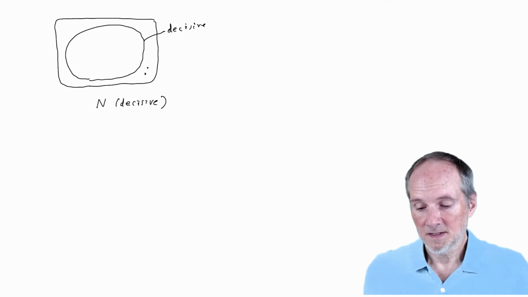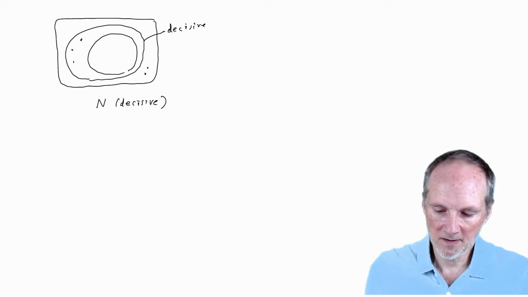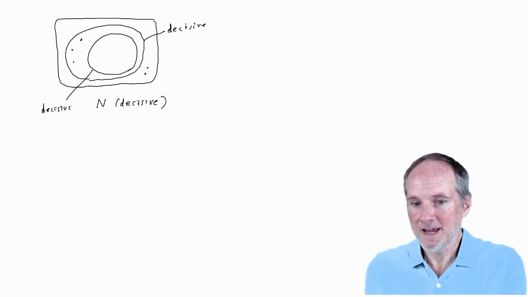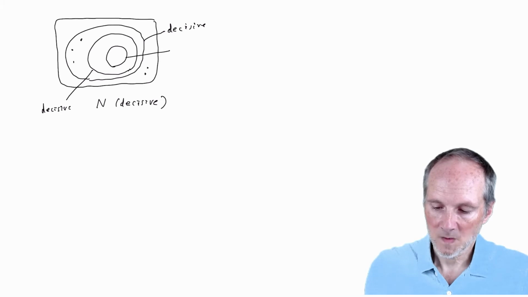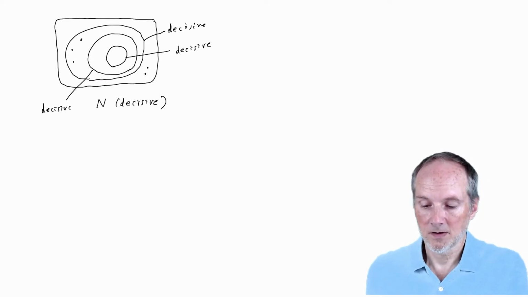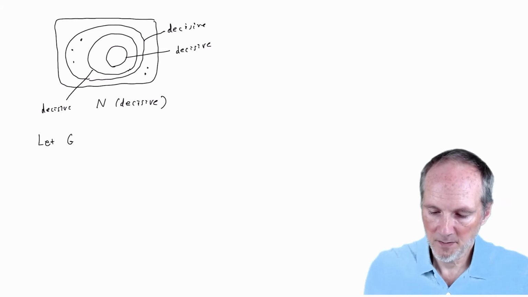Well, that might not be the smallest decisive group. Maybe if we leave out these three people over here, then, you know, we still have a decisive group. Well, but if we keep looking for smaller and smaller decisive groups, eventually we can't find anything smaller, okay? Eventually we will get to a group that's decisive and such that you can't throw anyone else out and still have a decisive group. Okay. So let's suppose that group is G. So let's let G be a group that's decisive.